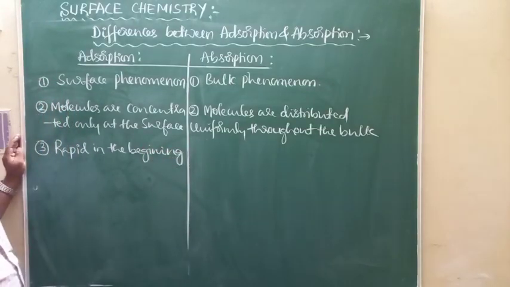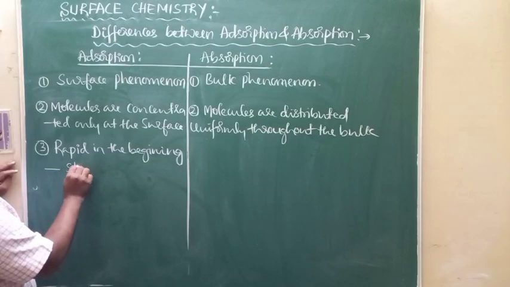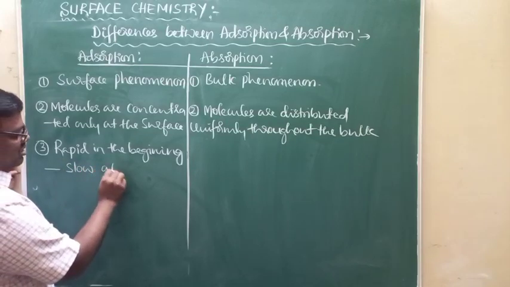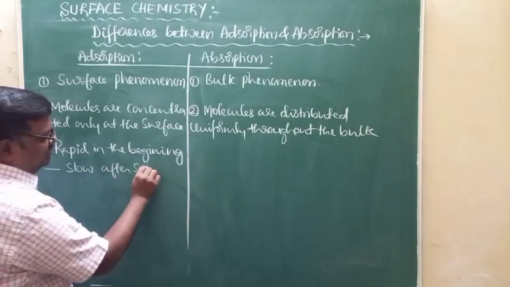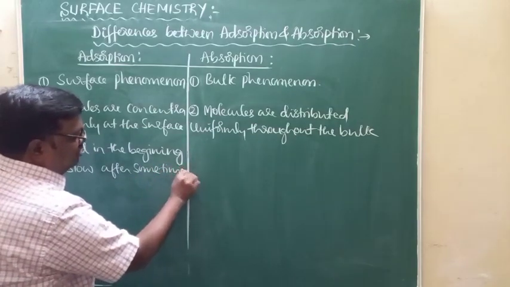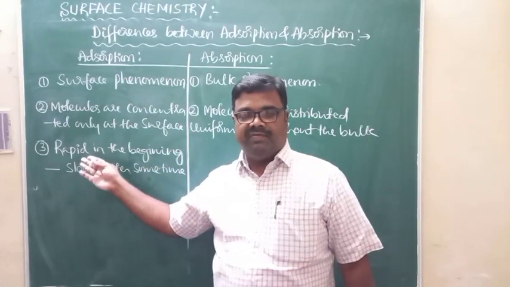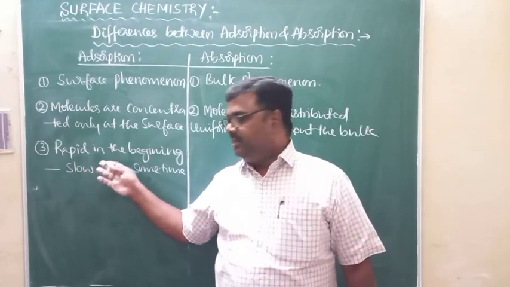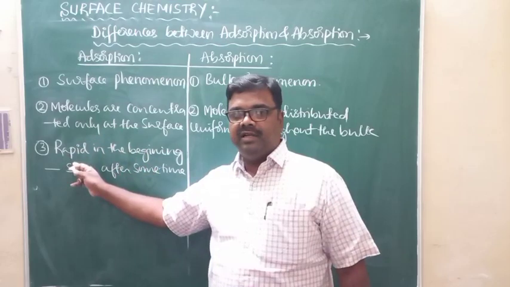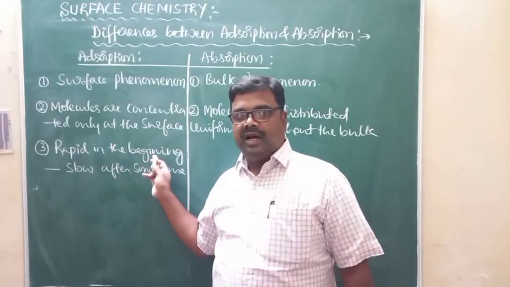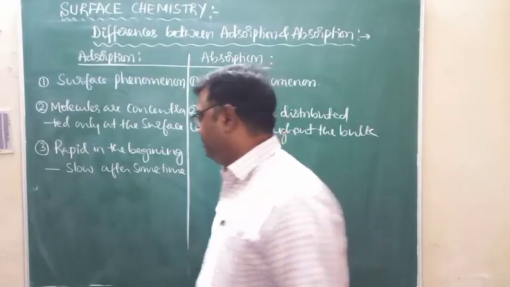Adsorption is rapid in the beginning and it becomes slow after some time. It becomes slow because in the beginning of adsorption, the surface area of the adsorbent is more. Therefore, adsorption is rapid in the beginning and becomes slow after some time.